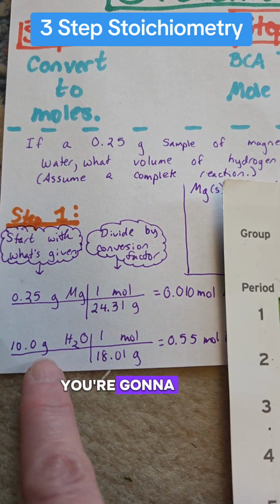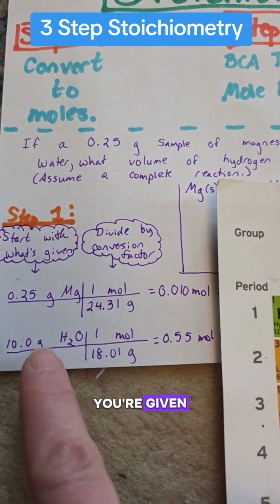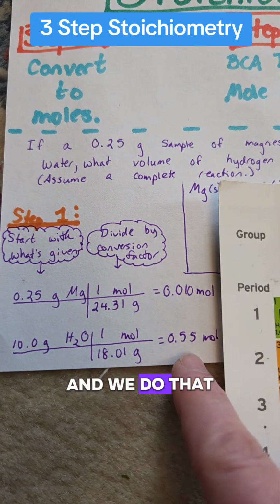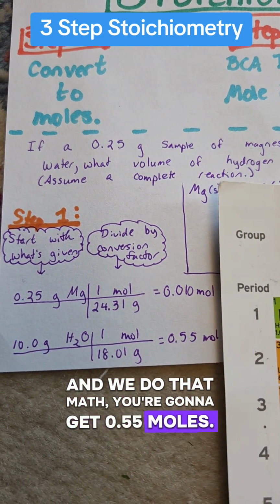For water, you're going to do 10 grams, always start with what you're given, divided by 18.01, which is the molar mass of water. And when you do that math, you get 0.55 moles.